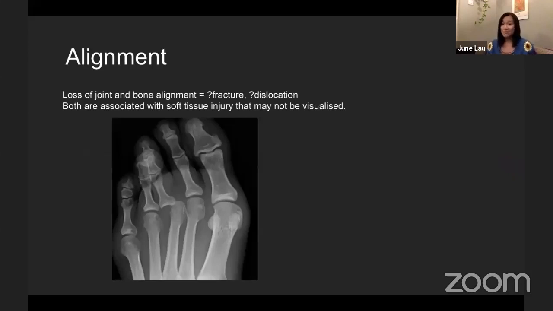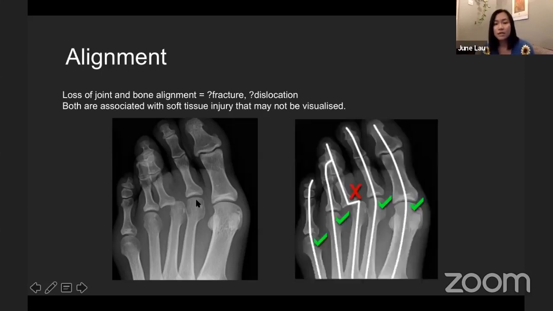So let's start with A. You've got alignment, and it's quite self-explanatory. You want to make sure that all your bones are well aligned, no matter how many joints you have, basically. And here you can see the third metatarsophalangeal joint is not well aligned, and it's been dislocated.